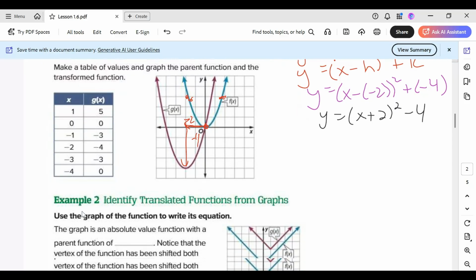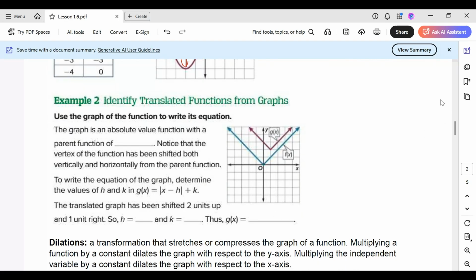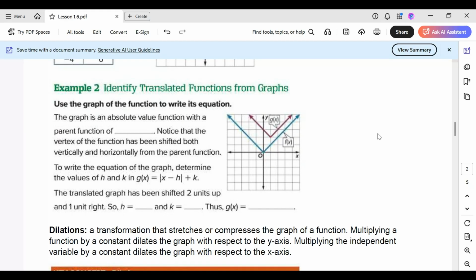When we look at example 2, example 2 is talking about identifying translated functions from graphs. So it says the graph of the absolute value function with a parent function. Again, absolute values, referring back to our notes, we know is y equals absolute value of x. Notice that the vertex of the function has been shifted both vertically and horizontally from the parent function. So we need to figure out what our shift is.